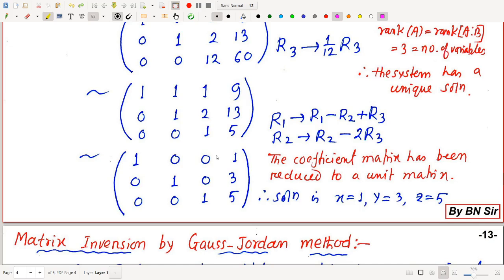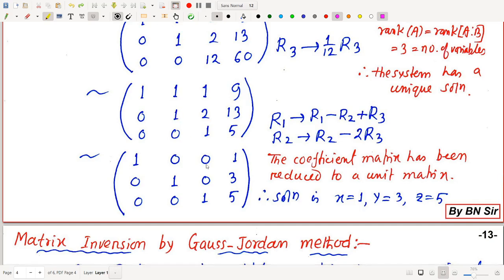Now you want to make the diagonal 1, 1, 1, which is already there. Only these 3 elements we want to make 0, so that it becomes a unit matrix. So what is the operation? First row changes to first row minus second row, so that this one subtracted from that will become 0, plus third row. R1 minus R2 plus R3, perhaps it should be minus R3, or let us see.